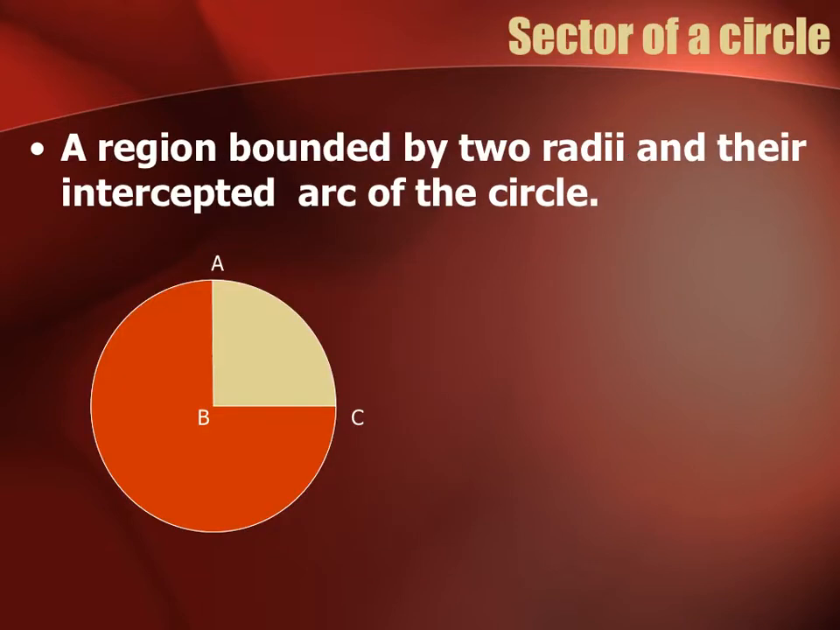Next, we're going to define what area of a sector means. So a sector is a region bound by two radii and their intercepted arc of the circle. So the sector of this circle would be the yellow part. So it's like a piece of pizza or a piece of pie. Really, we could also say that the sector could also be the red part. So we have two sectors in this picture.